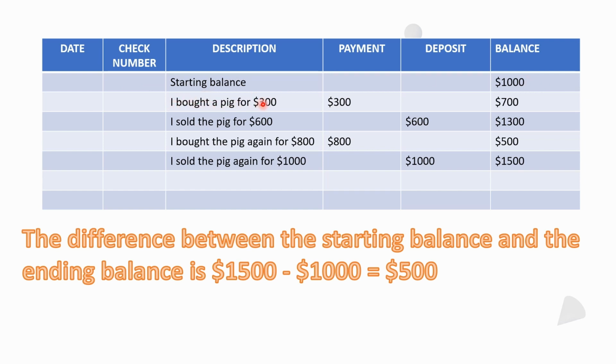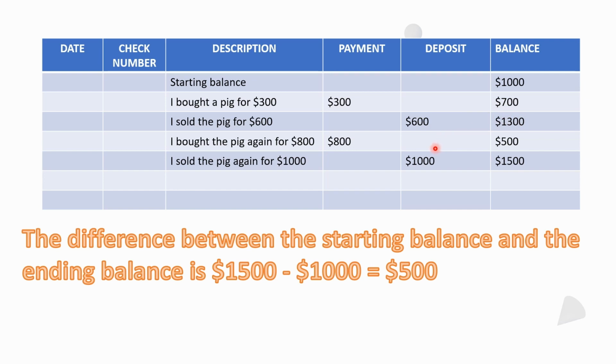I bought a pig for $300. That's a payment, a debit to my account, 300. So what's my balance? 1,000 minus 300 is $700. I have 700 left. Then I sold the pig for $600. That's a credit coming back to me, a deposit to my account, 600. 700 was my balance before. 700 plus 600 is $1,300. So I have $1,300 in the bank.